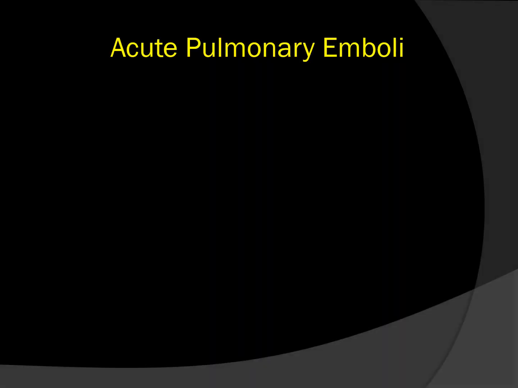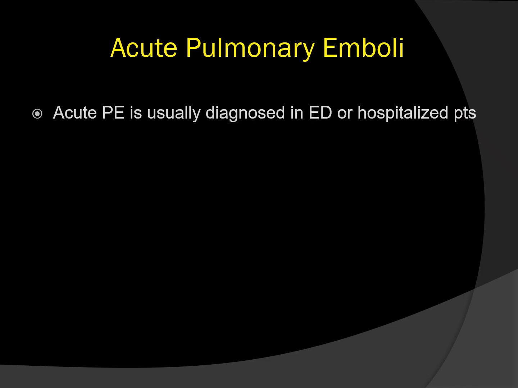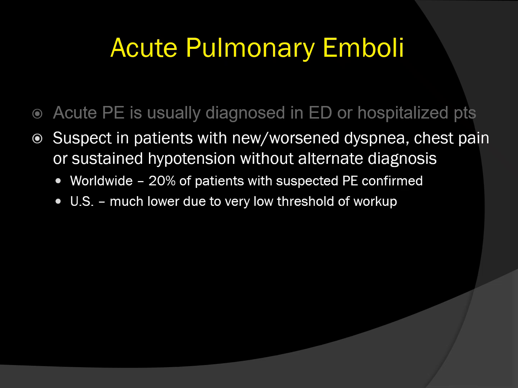Let's turn our attention to acute pulmonary emboli. Acute PE is usually diagnosed in the ED or in hospitalized patients. We suspect pulmonary emboli in patients with new or worsened dyspnea, chest pain, or sustained hypotension without alternate diagnoses. Worldwide, 20% of patients evaluated for pulmonary emboli have PE confirmed, whereas in the United States, that percentage is much lower due to a very low threshold for workup, given our litigious society.